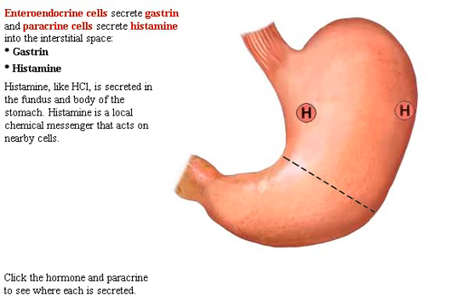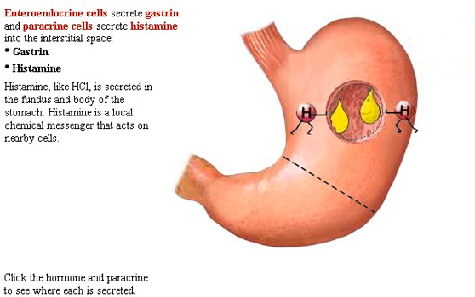Histamine, like hydrochloric acid, is secreted in the fundus and body of the stomach. Histamine is a local chemical messenger that acts on nearby cells. Remember, histamine is secreted into the lamina propria, not the stomach lumen.